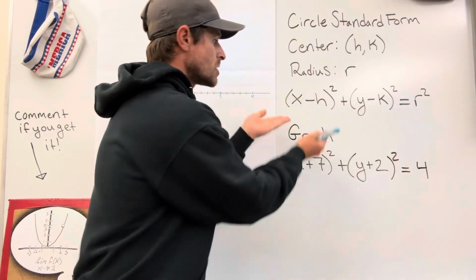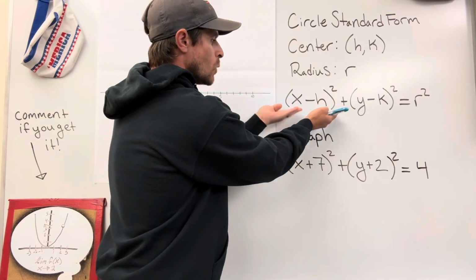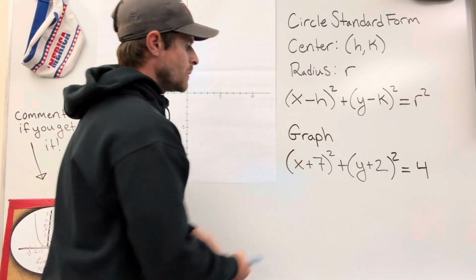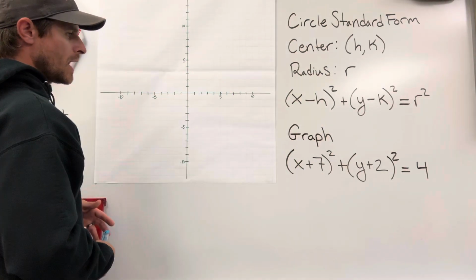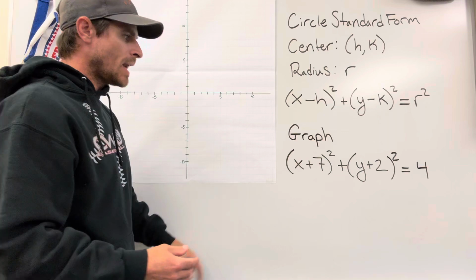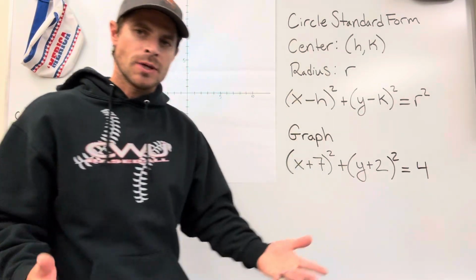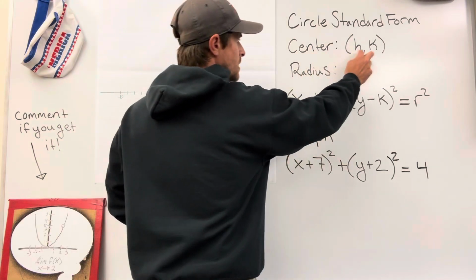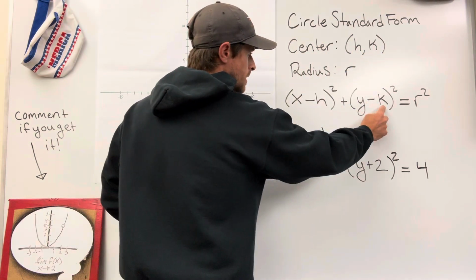All right, so circle standard form: (x minus h) squared plus (y minus k) squared equals r squared. This is our standard form of an equation for a circle. We are given that equation here and we need to create the circle on the graph. So we have to look at this information, and the first thing we got to determine is what is our center, okay? We're going to get our center from h and k. H is here, k is here.